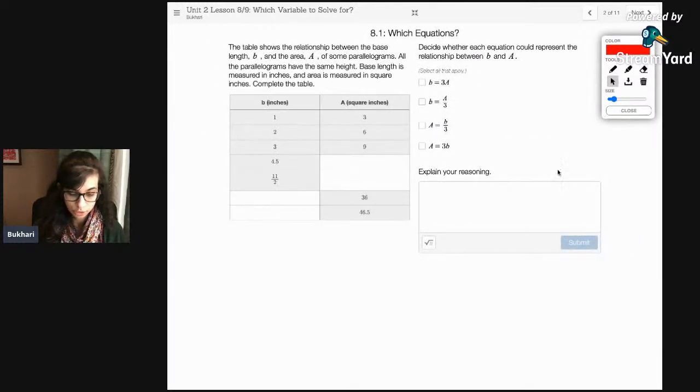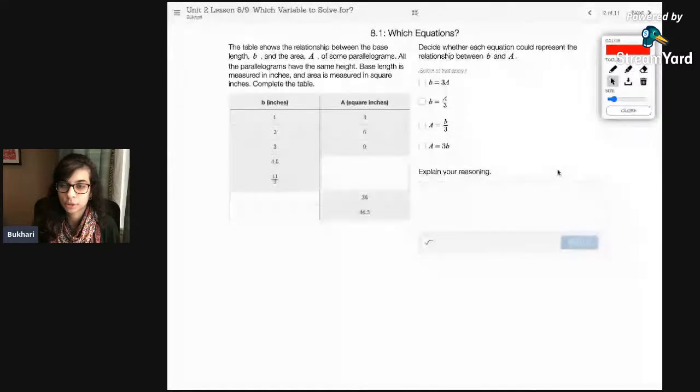So the first activity should be a bit of a review, completing the table in the relationship between the base length and the area. You also are going to decide which equation, and there's going to be more than one, could represent the relationship between B and A. So fill out the table, see the relationship with the equation. This is from the beginning of our lessons in lesson 2 and 3, and as we start to go into 4. And so explain how these equations represent the relationship between B and A.